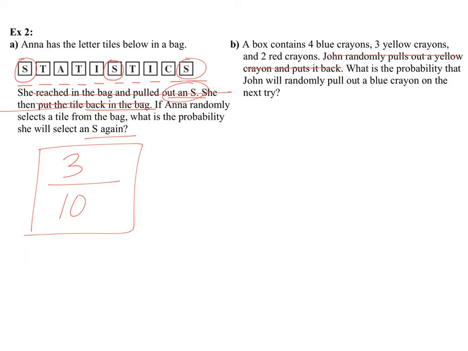So what is the probability that John will randomly pull out a blue crayon on the next try? How many blue crayons will be in the bag? There'll be 4 blue crayons out of a total of how many crayons? 4 plus 3 plus 2, 9 crayons. So the probability is 4/9 that he chooses a blue crayon.